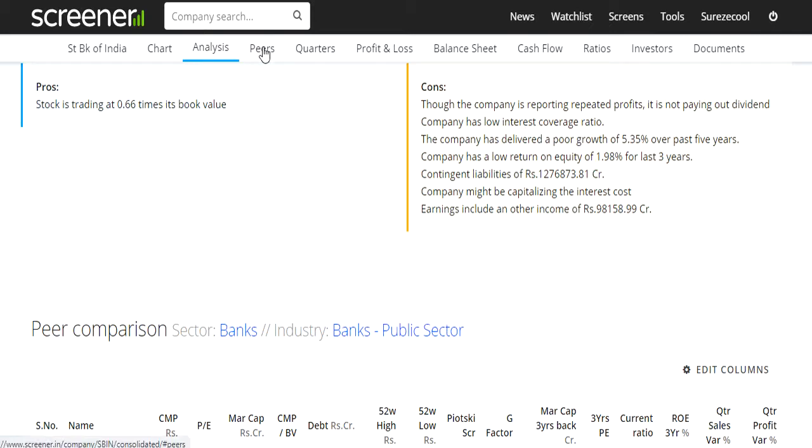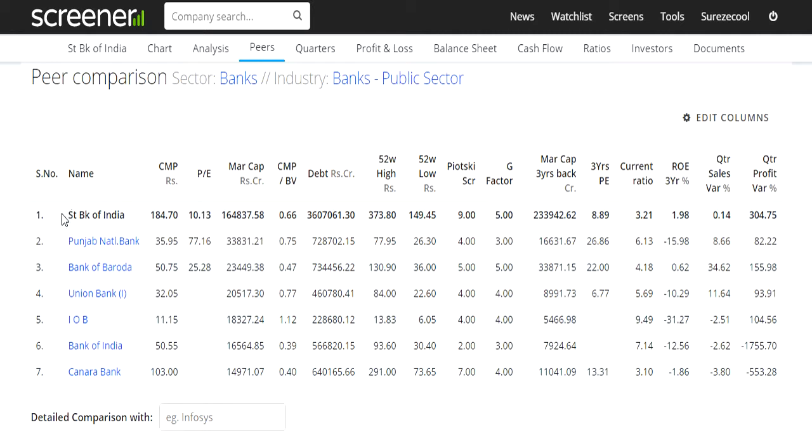And here we can see peer comparison. So State Bank, within the same sector, what are the competitors for this particular company? You can see Punjab National Bank, Bank of Baroda. These are the public sector banks. If you are searching for HDFC, that will go for private sector banks, so the competitors will be ICICI, Axis Bank, Kotak Mahindra Bank, etc.